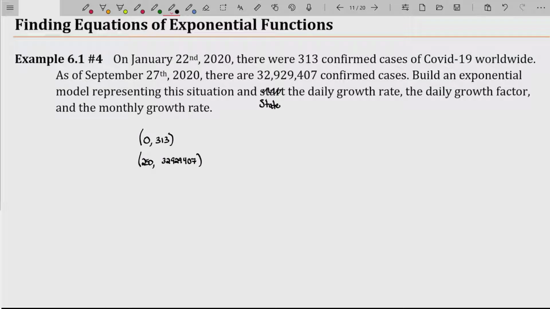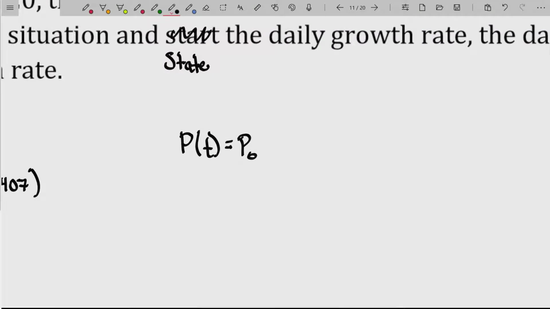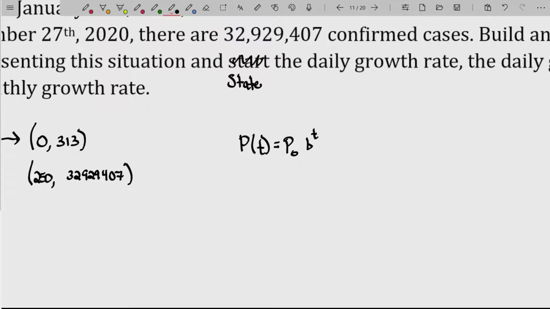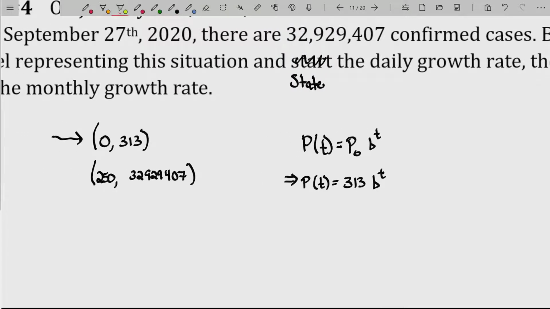The nice thing here is that we have what is called the vertical intercept, the time zero value. Remember, all exponential models that are worth any weight are of the form P of t equals P naught b to the t, P naught being the initial value. So the time zero value here is 313. So I'm going to go ahead and say this implies that our population at any given time is 313 b to the t power.